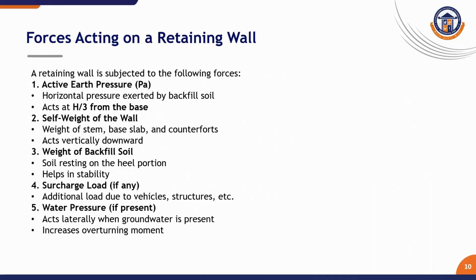These are all the forces acting on the retaining wall. A retaining wall is subjected to the following forces: active pressure, PA, horizontal pressure from the back soil acting at H by 3 from the base, self weight of the wall, including the weight of the stem, base and counterfort if any, weight of the back soil resting on the heel, which adds to the stability, surcharge load due to vehicles, structures or storage, and water pressure if groundwater is present, increasing the overturning moment.